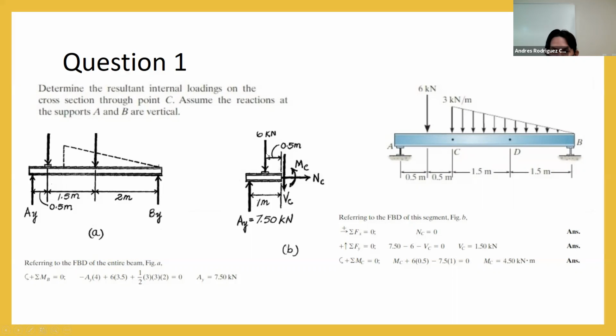We know that we have a punctual force here that is going to be located at 0.5 meters, and we got 7.5 kilonewtons applied in A, located at 1 meter. Doing these calculations, we obtain that the moment in C is going to be 4.5.